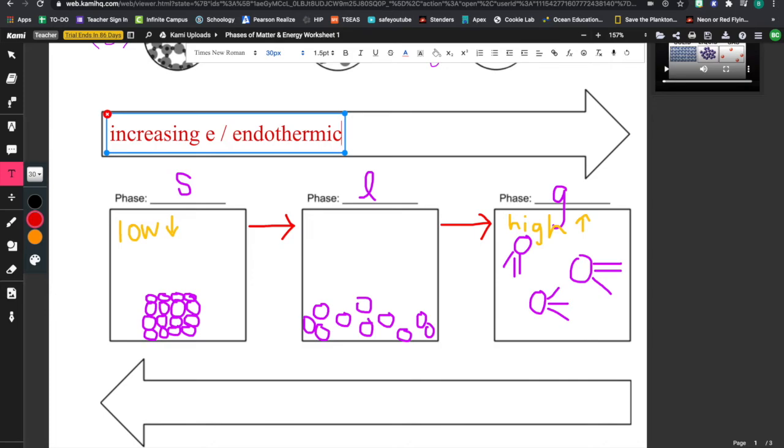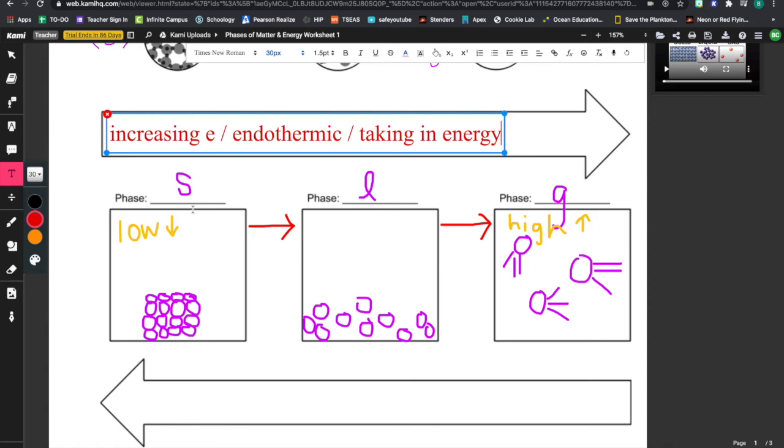So we're gaining energy. Think about if you're going from a solid to a liquid. In our water context, we're going from ice to liquid water, okay? So we are requiring heat or energy for that. So we're calling this endothermic. So anything that is going in this direction from a solid to a liquid to a gas, following this arrow, is taking in energy. Okay, so we have it stated as increasing in energy. E is just short for energy. It is endothermic, and that also means it's taking in energy.